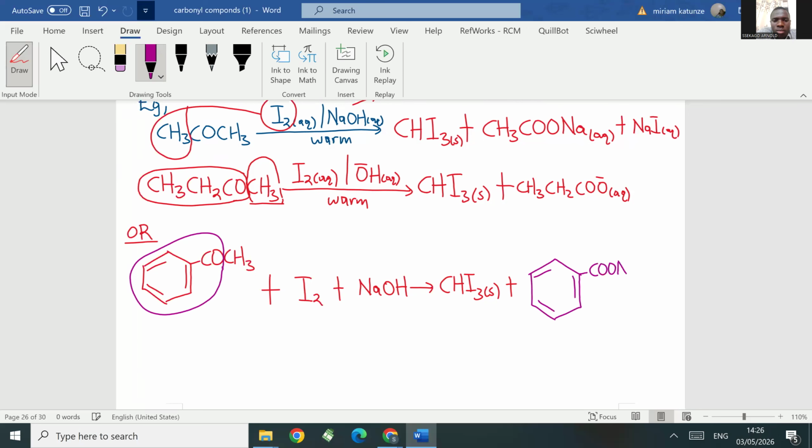The sodium benzoate that is obtained, then plus sodium iodide. This is in solution. This is also in solution. This is a yellow precipitate. This is in liquid form. AQ. In some books, you will find this representation. For those of you who read a lot of books, it is okay.